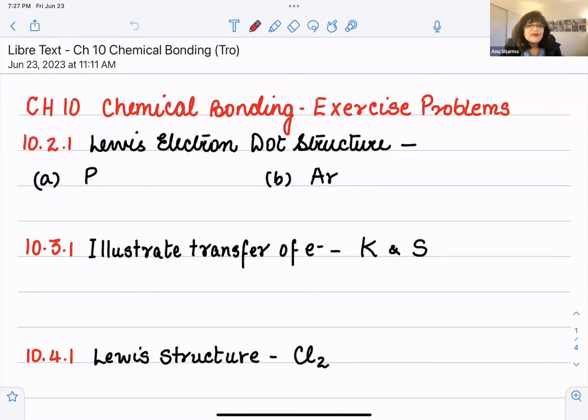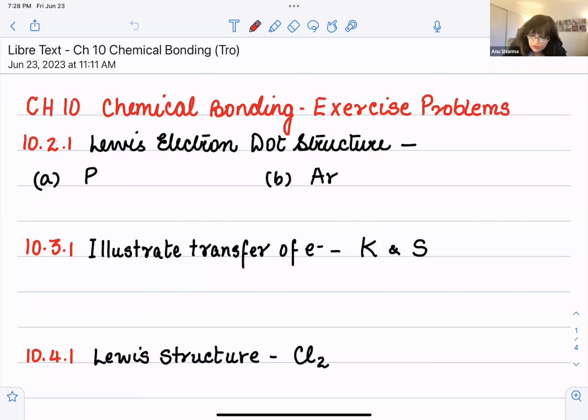Hi, guys. Okay, so let's look at chapter 10 on chemical bonding. This is from the book Introductory Chemistry by Tro. This book is on the LibreTexts, and we are looking at the exercise problems from every chapter. So chapter 10, 10.2.1, there's an exercise problem which talks about the Lewis electron dot structure.